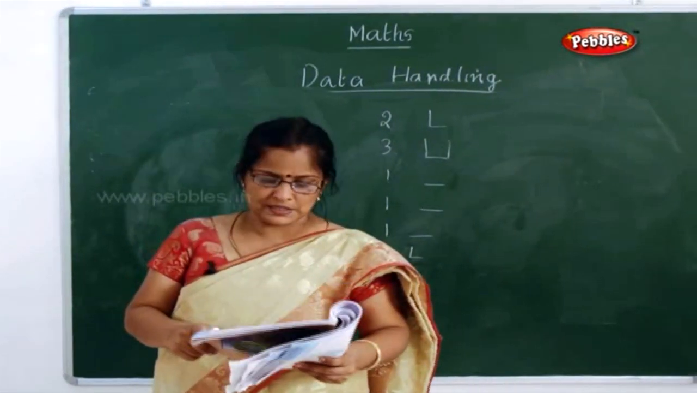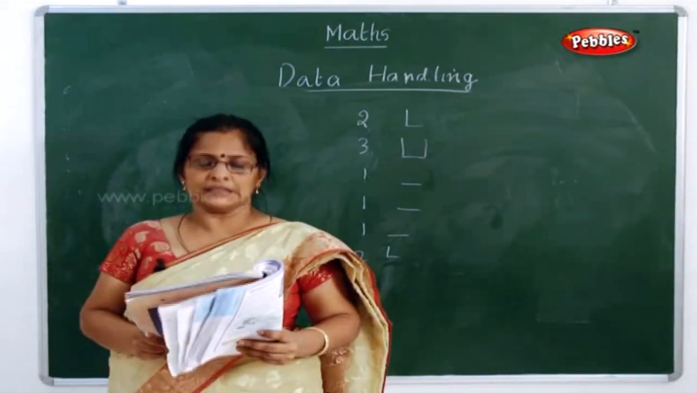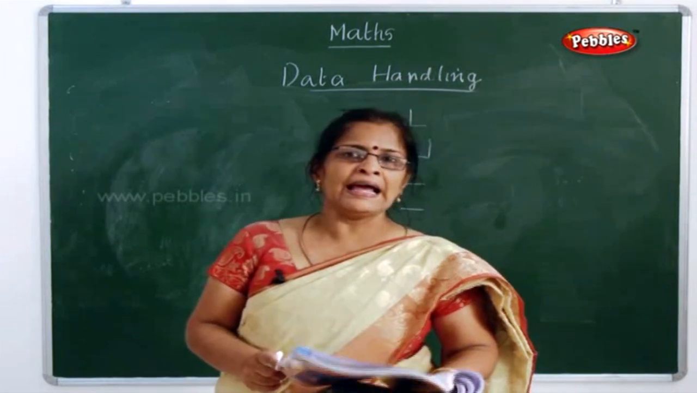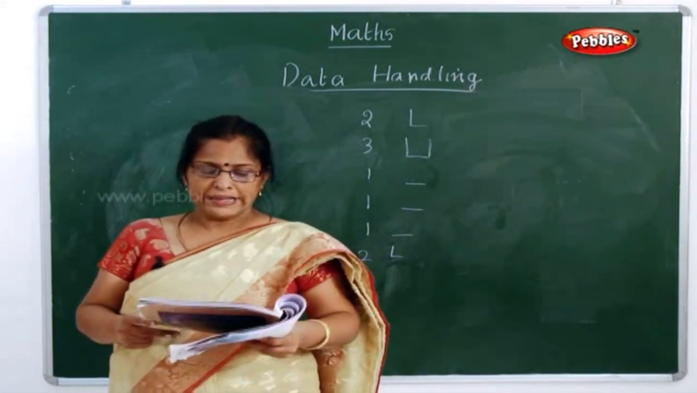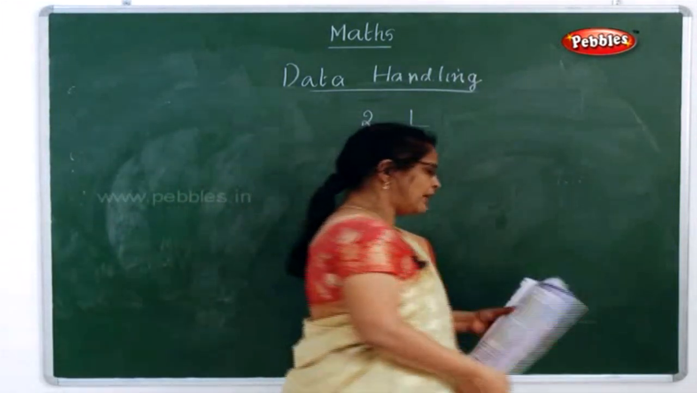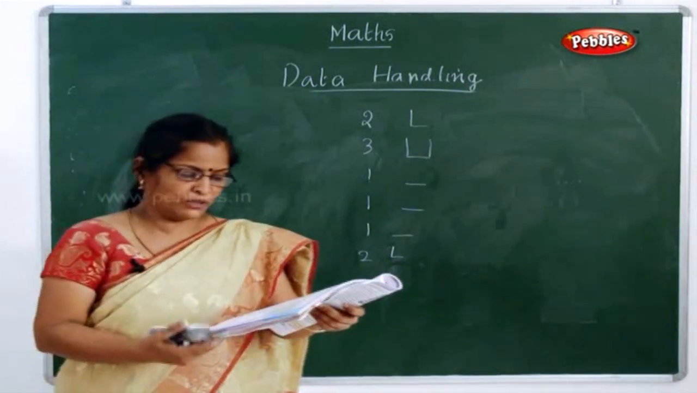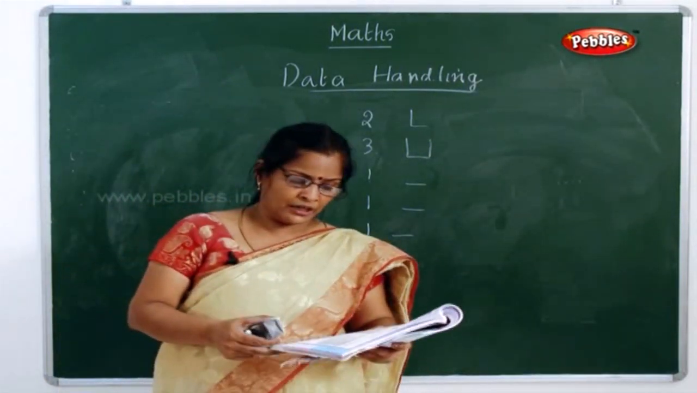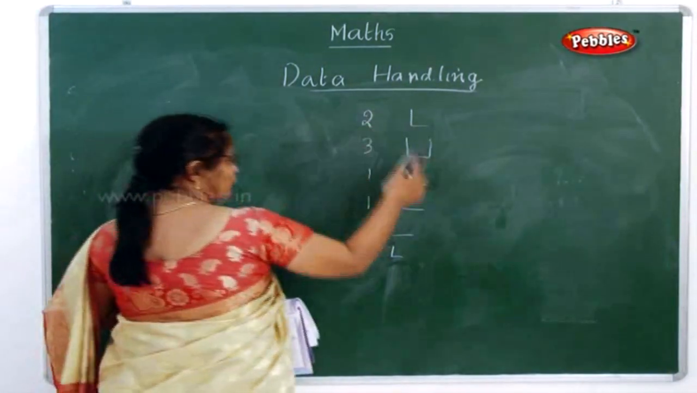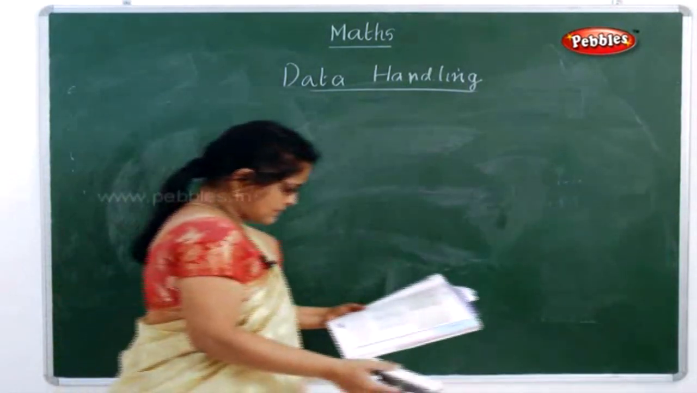Ask 10 of your classmates about their favorite colors. There are so many colors, but in your book they have given red, blue, green and yellow. What are the 4 colors? Red, blue, green and yellow. Same way you find out how many people like red, how many like blue, how many like green, how many like yellow. Just write the number the same way and do the tally mark. So this is how you have to do your practice time question.